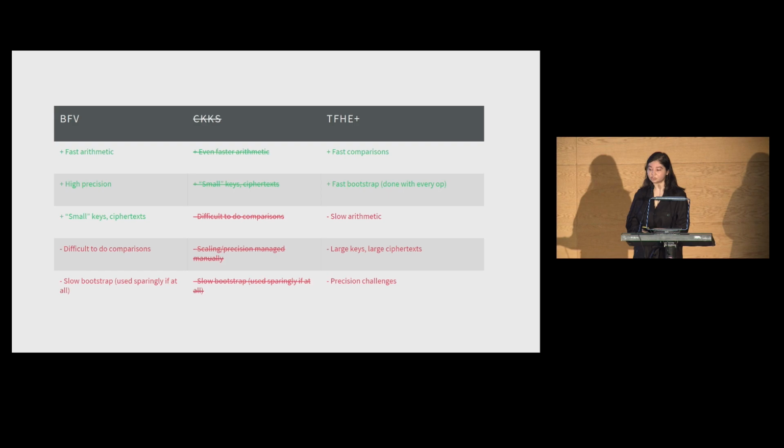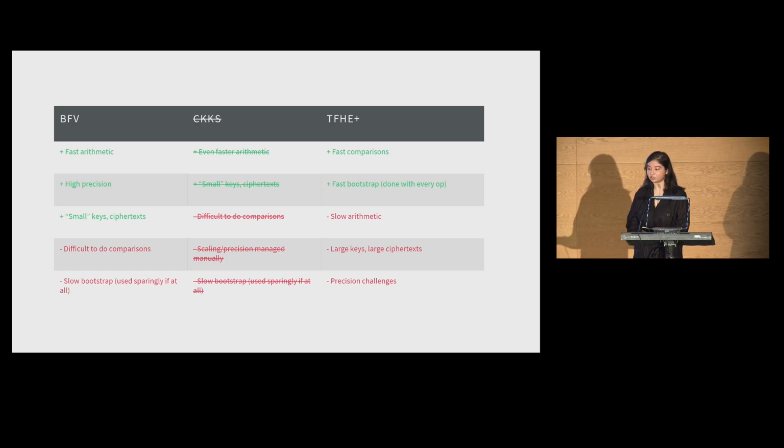In terms of the two remaining schemes, BFE and TFHE, the major trade-off is that BFE supports super fast arithmetic. It supports very high precision, so you can easily do 64-bit computation. It has relatively small keys and ciphertext in comparison to TFHE. The downsides with BFE is that it's very difficult, if not impossible, to compare encrypted data. And you generally have slow bootstrapping. So here, you might not be able to do truly arbitrary computation on encrypted data.